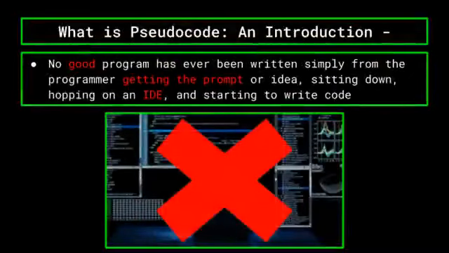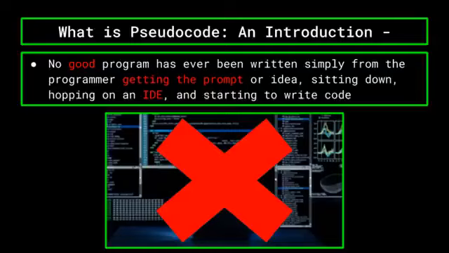The harsh truth is that no good program has ever been written simply from the programmer getting the prompt or idea, sitting down, hopping on an IDE, and starting to write code. There are many tasks we should go through beforehand in order to plan out our code, so we ensure that when the time comes to program, it's a clean and easy process and not riddled with mistakes and bugs. This is where pseudocode comes into play.